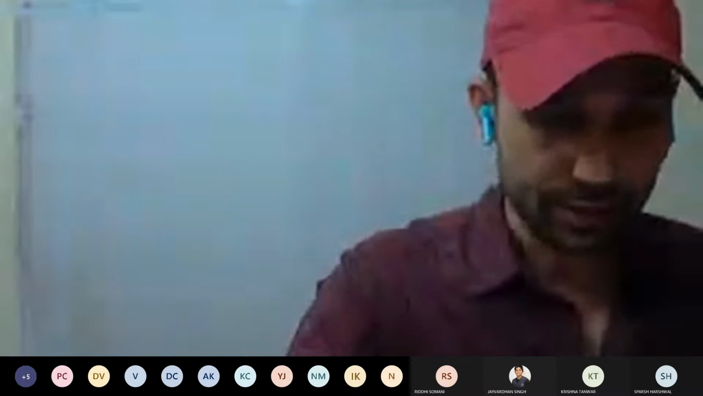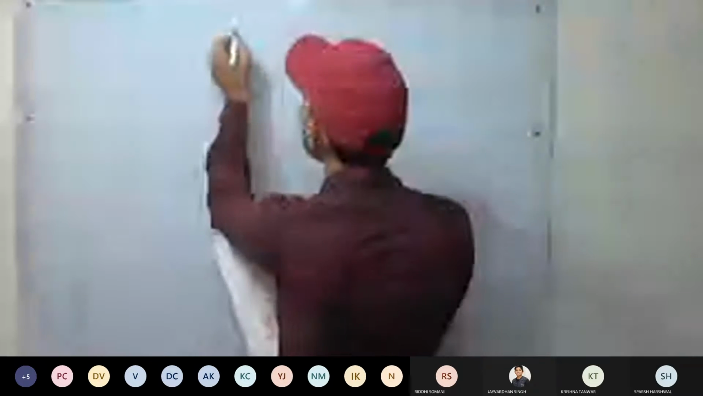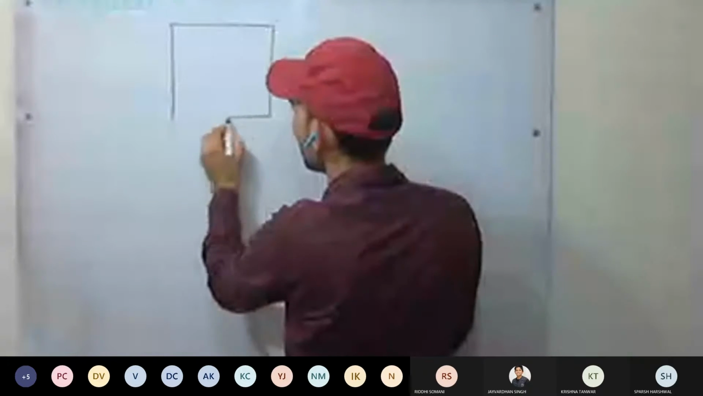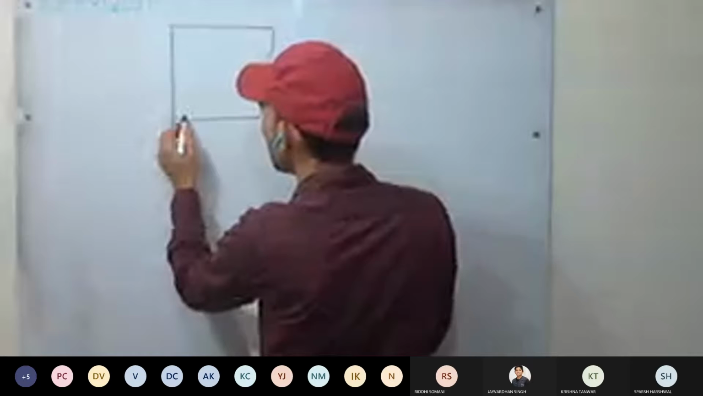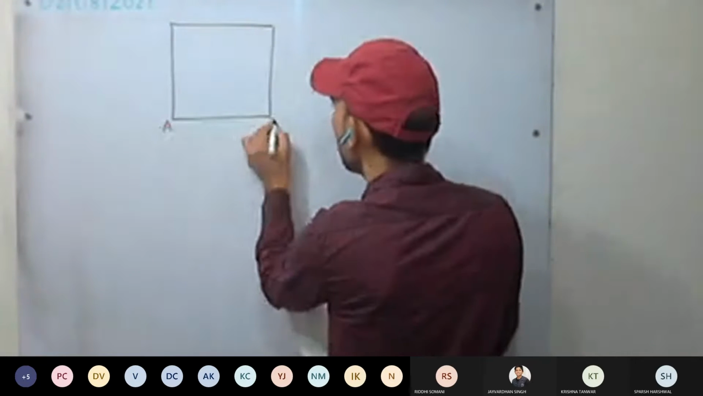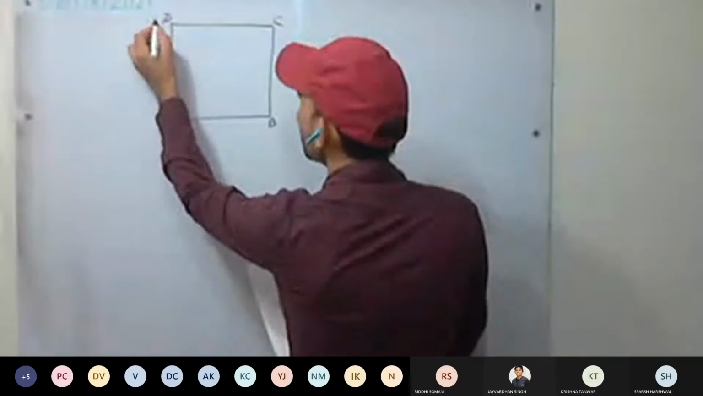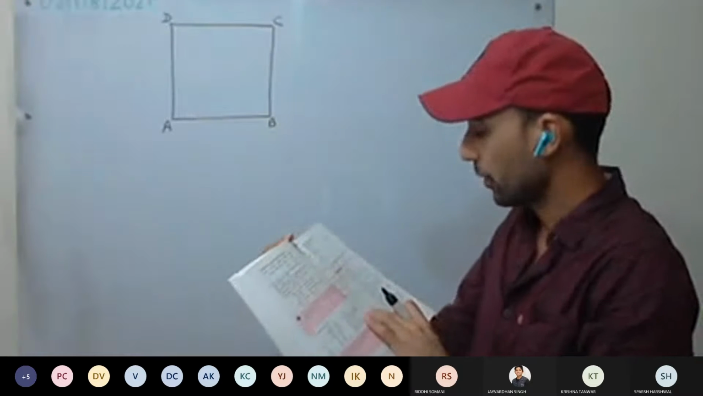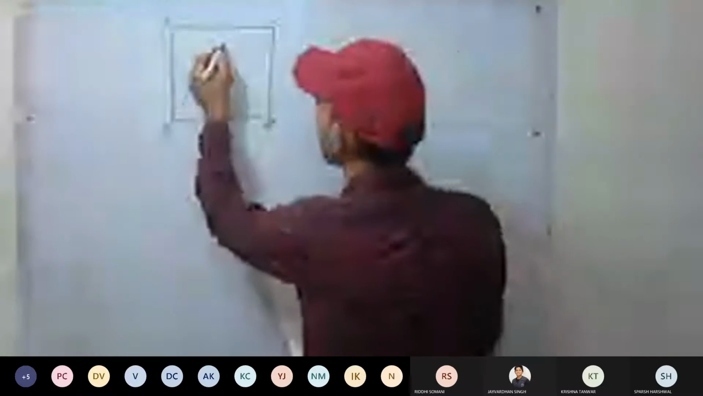ABCD is a square. Okay, remember what information is being provided. ABCD is a square. Square means all the four sides are equal. A, B, C, D. It's a square, and triangle APB is an equilateral triangle.